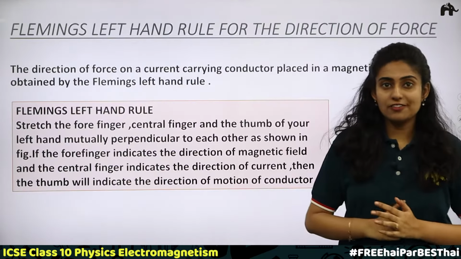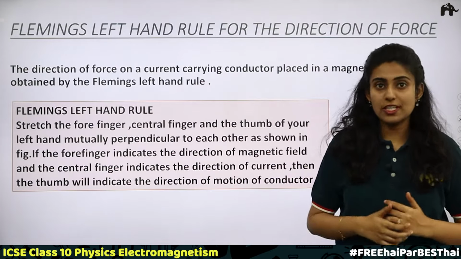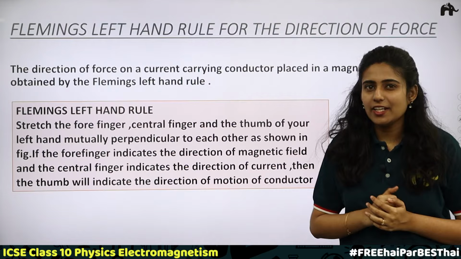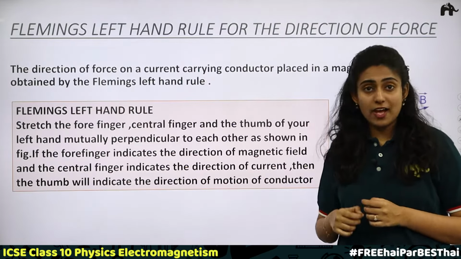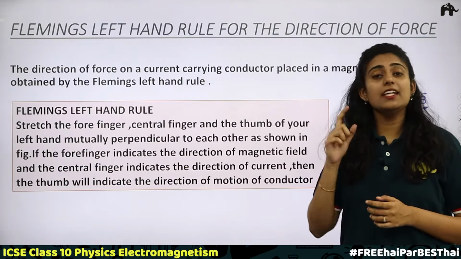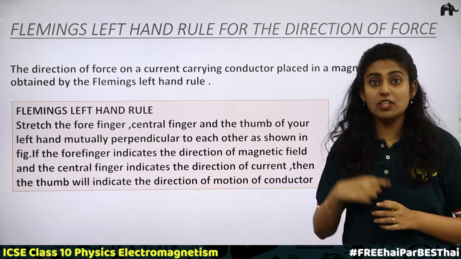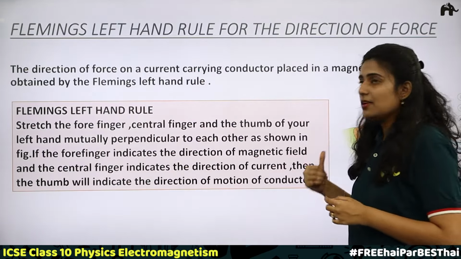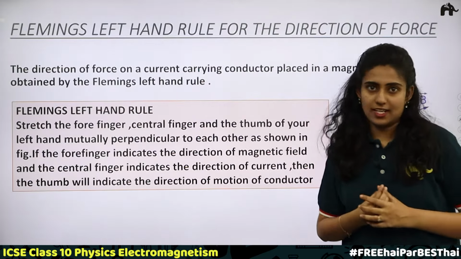Fleming's left hand rule to find the direction of force of a current carrying conductor. So we have studied the right hand thumb rule. What was the right hand thumb rule? Right hand thumb rule was used to find the direction of magnetic field in case of a current carrying conductor when you know the direction of current flowing through the conductor. Now here we'll be finding the direction of force of the current carrying conductor.